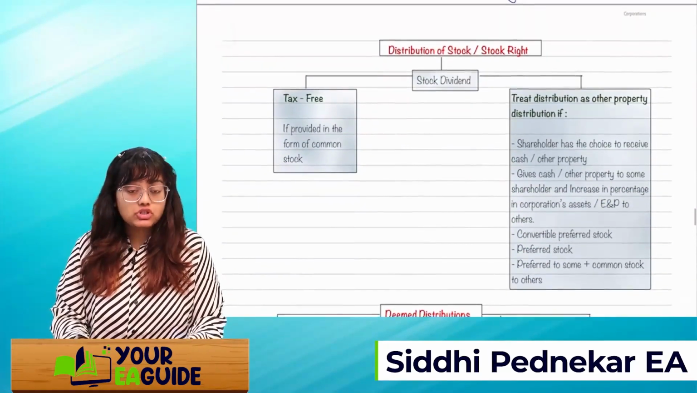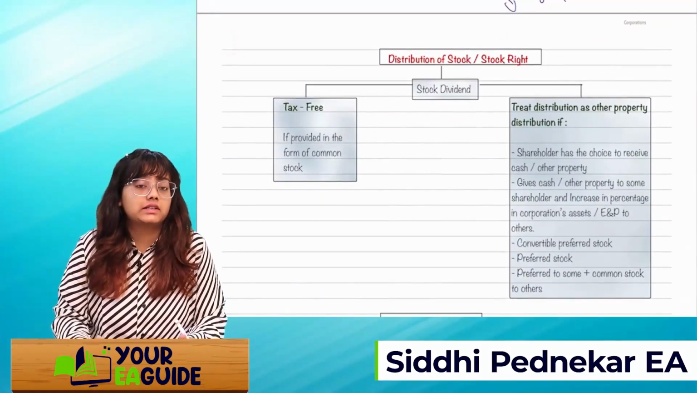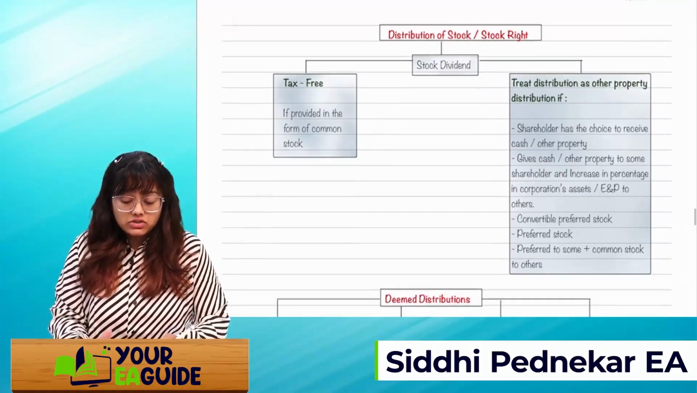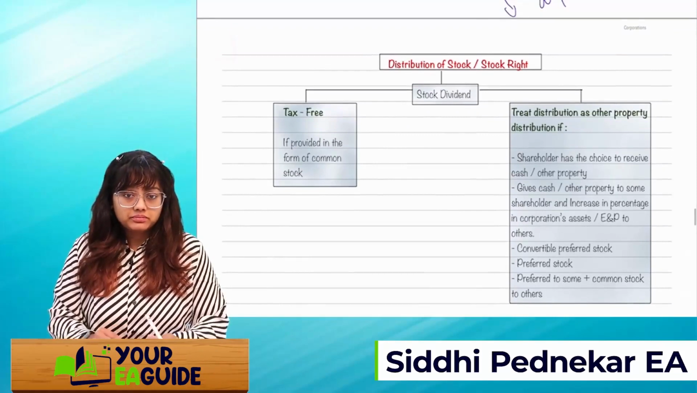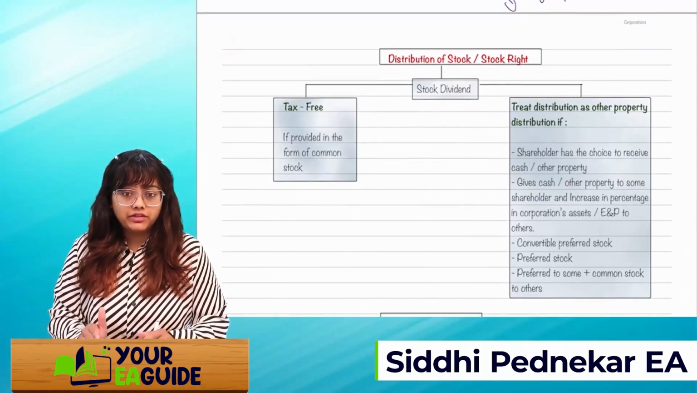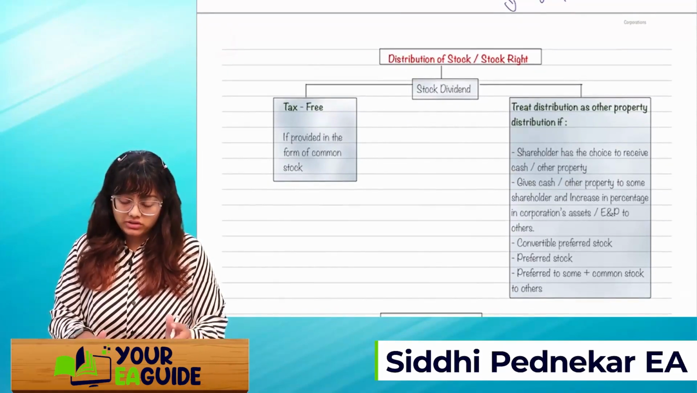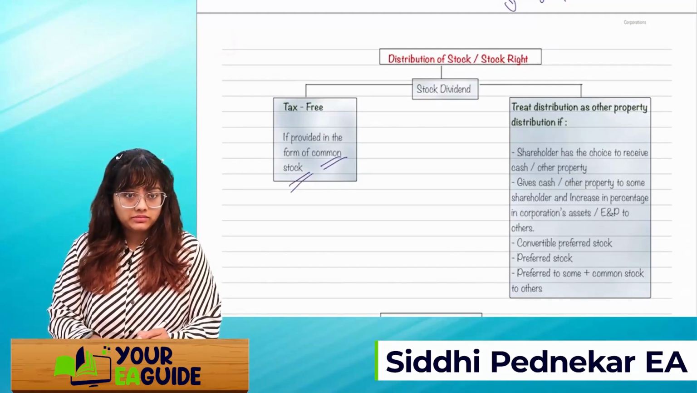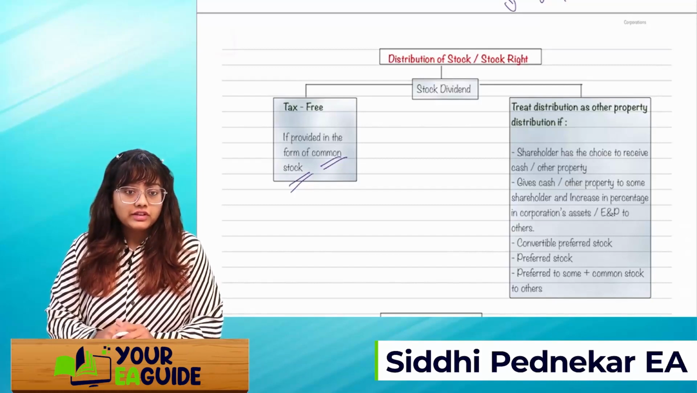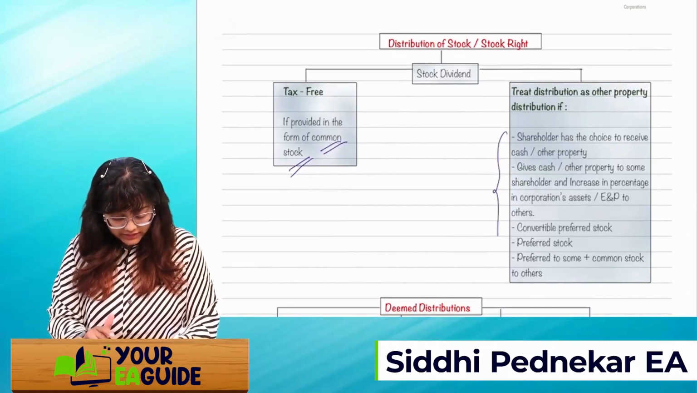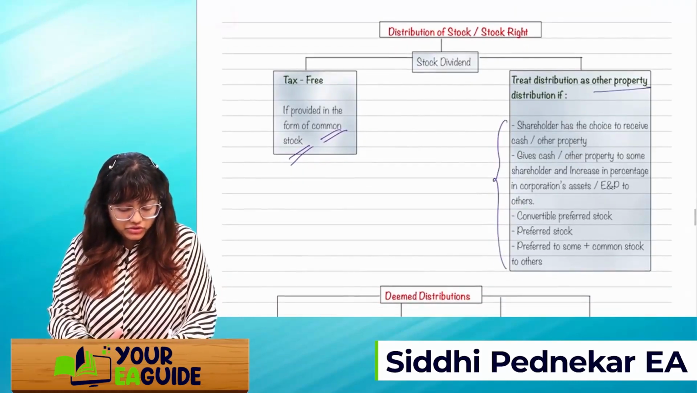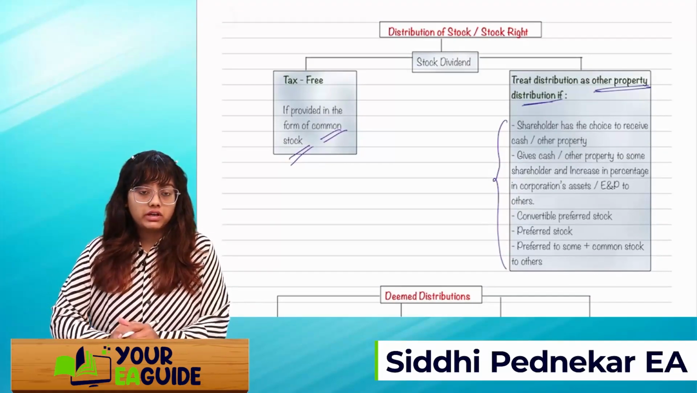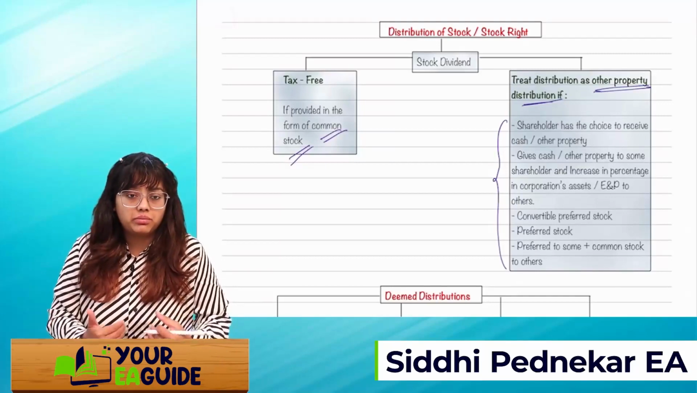Next topic is distribution of stock or stock rights. From this, I think there will be one or two theoretical questions. A stock dividend will be tax-free if provided in the form of common stock. If you are getting common stock, it will be directly tax-free, right? If it falls under the following conditions, then treat the distribution as other property distribution. We'll treat that stock dividend as if we are getting any other property as a distribution.